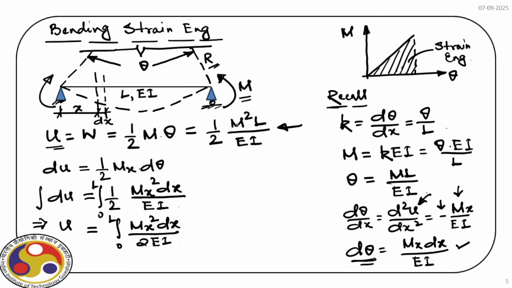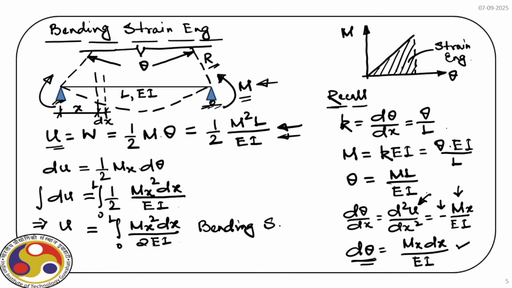Mx is M, what we have here, and then dx integrated over 0 to L will give L. So we'll get the same expression that we have here. Now we have the expression for bending strain energy.